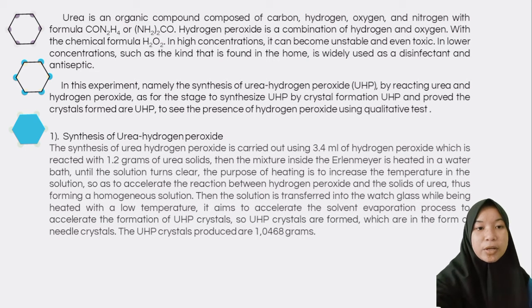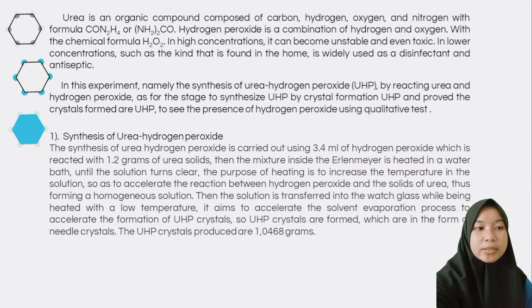1. Synthesis of urea hydrogen peroxide. The synthesis of urea hydrogen peroxide is carried out using 3.4 ml of hydrogen peroxide which reacts with 1.2 grams of solid urea. Then the mixture inside the Erlenmeyer flask is heated in a water bath until the solution turns clear. The purpose of heating is to increase the temperature in the solution so as to accelerate the reaction between hydrogen peroxide and the solid urea, thus forming a homogeneous solution.